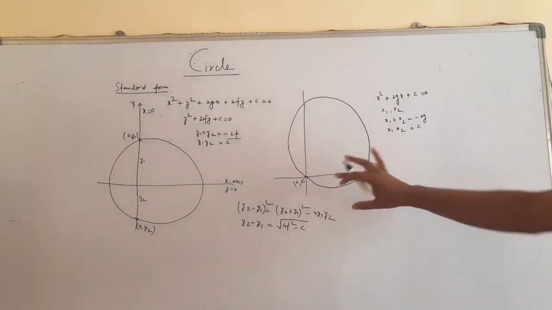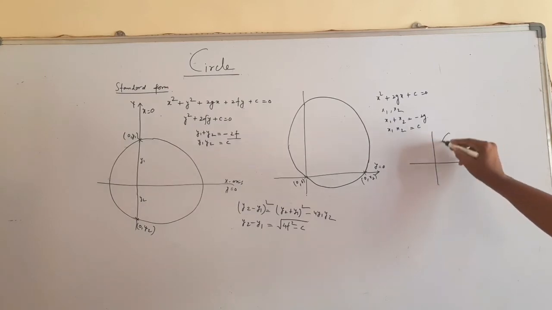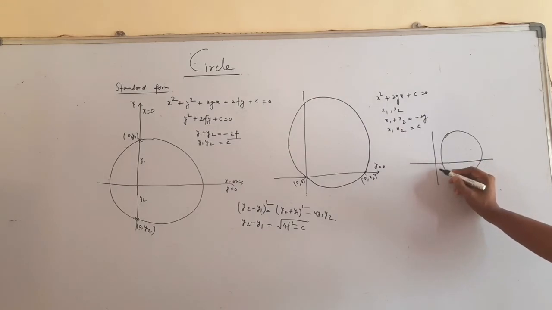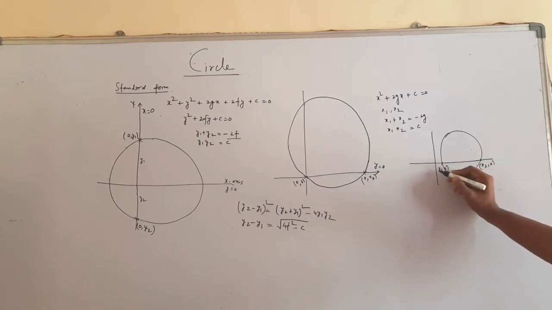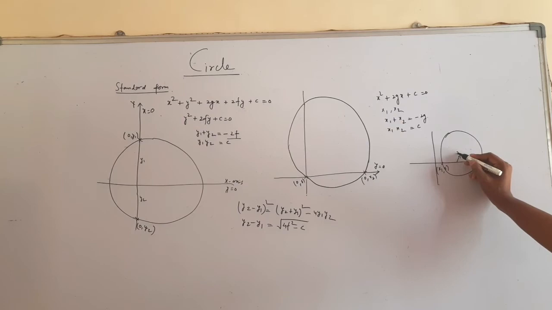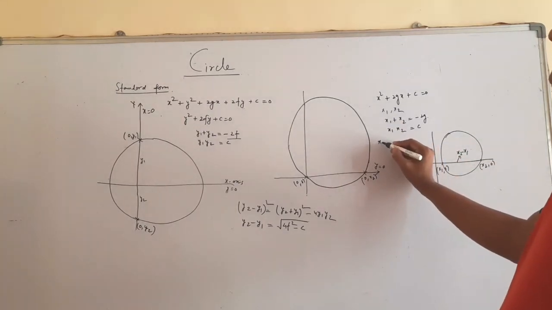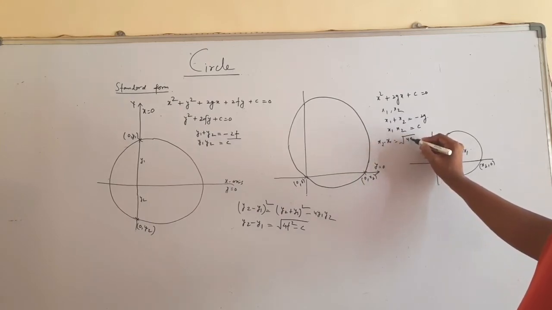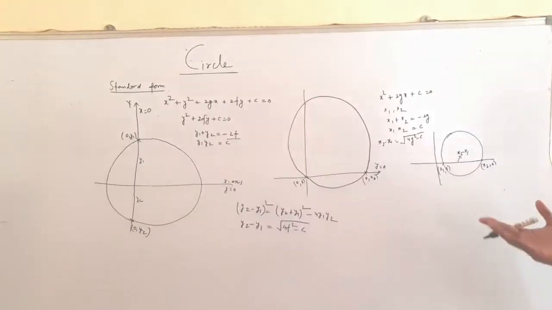But I am saying, suppose it is not this one, suppose it goes like this. You do not know what it's going to look like. If it looks like this, suppose this is x1 and this is x2, because on the x-axis these are (x1, 0) and (x2, 0). In this condition, this line segment will become x2 minus x1. The same way again you can find x2 minus x1 as under root 4g square minus c. This is all about the section.